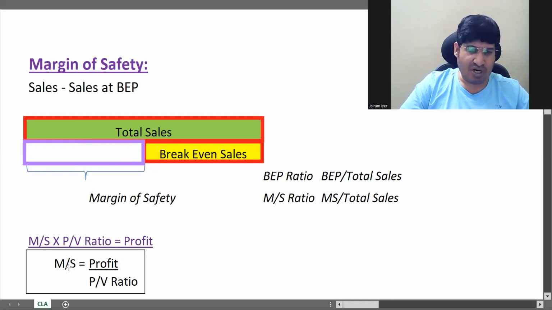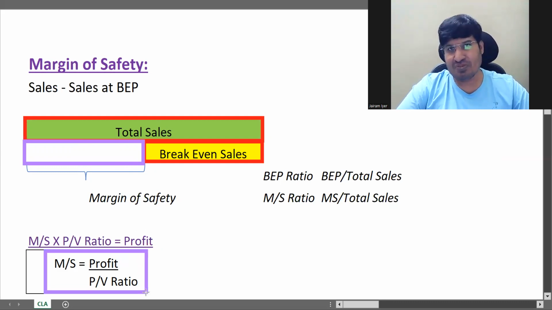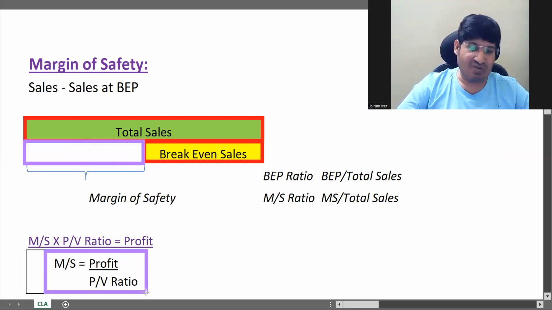Another important formula is this: profit upon PV ratio. Remember this. This formula will be very, very useful. Every time there is some problem or the other where you have to use this formula. Profit upon PV ratio is very, very important. So you have to remember this.